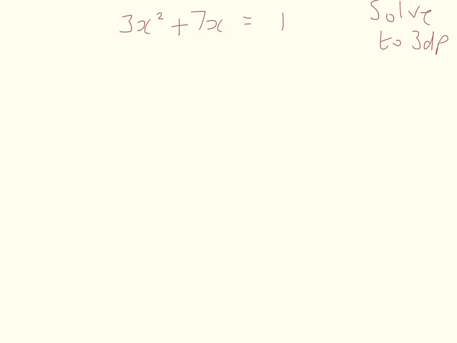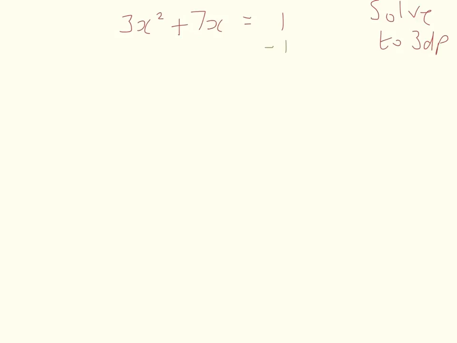Here we're going to have to solve the quadratic equation to 3 decimal places, 3x squared plus 7x equals 1. First thing to note, this looks different. The general form of a quadratic equation is ax squared plus bx plus c equals 0. This is not equal to 0. We need to make it equal to 0 to ensure that this can work out.